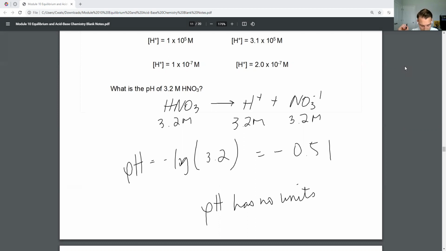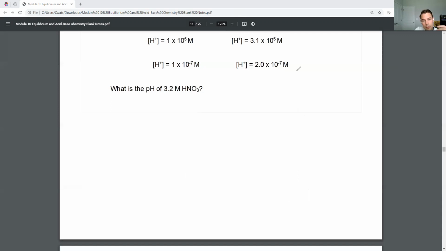There is a way to do sig figs with pH. I'm not going to hold you to it, but I will tell you how to do it. The number of sig figs in your concentration is how many decimal places in your pH. However many sig figs in your concentration tells you how many decimal places in your pH. Again, I'm not going to hold you to it, but if you want to do it, that's how you do it.